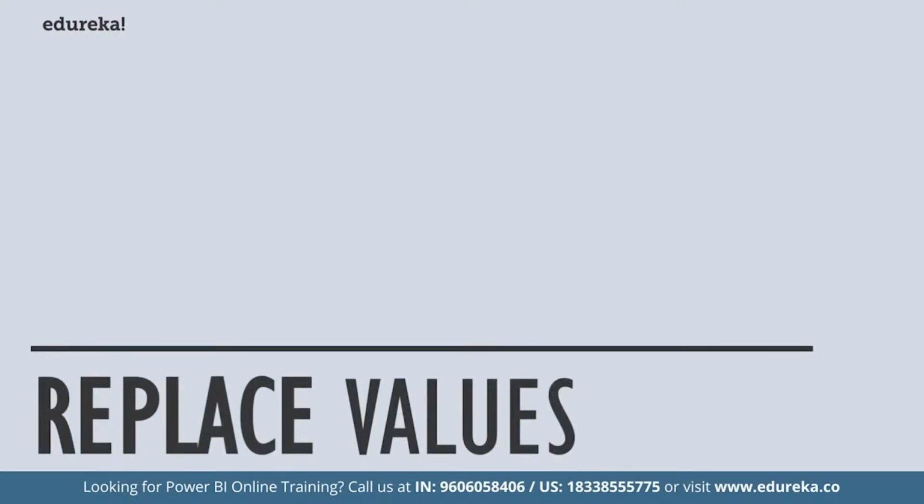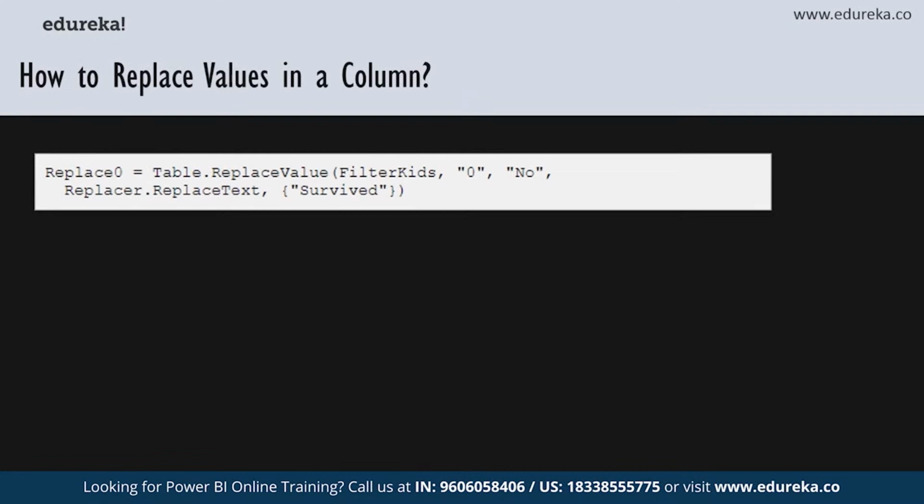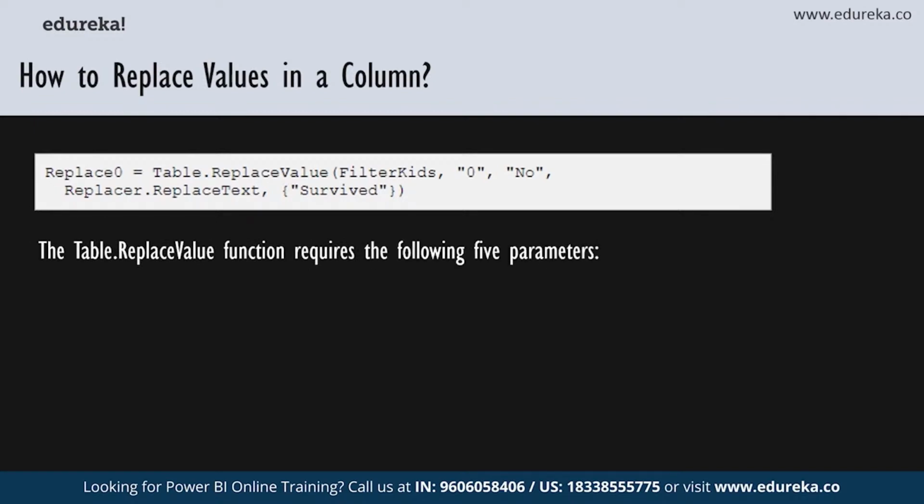Now, another handy transformation you might need to do at times is to replace one column value with another. For this example, you will be replacing the 0 value in the survived column with no and the 1 value with yes using the table replace value function. Kindly refer to the syntax that is shown to you and try to transpose the following elements that I'm going to discuss with the syntax on your screen.